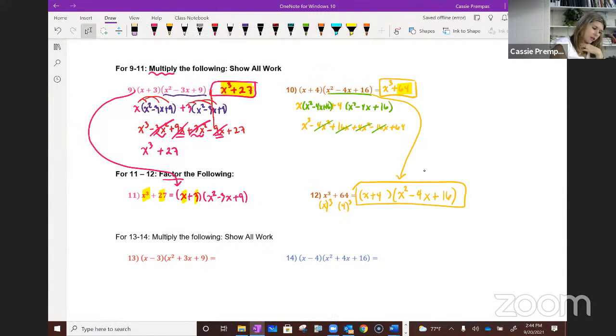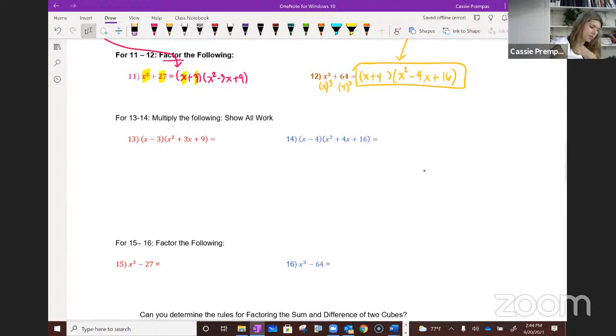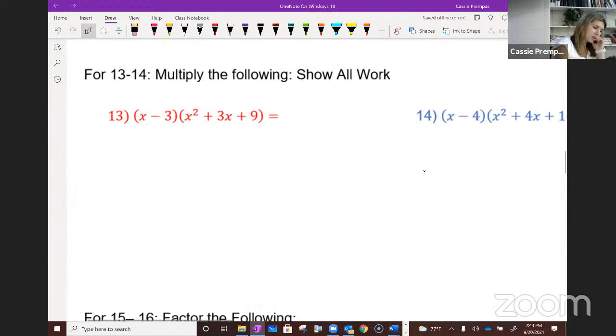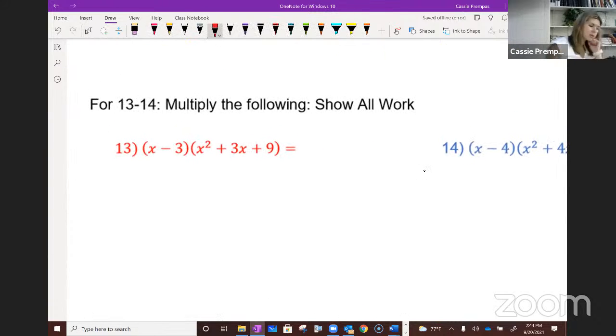All right, let's keep doing some problems to see what patterns we're observing. So number 13, on your own, go ahead and multiply that out.